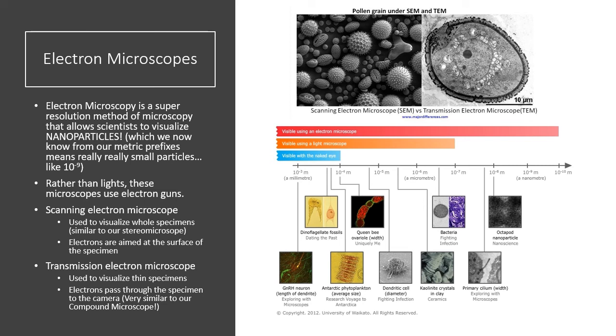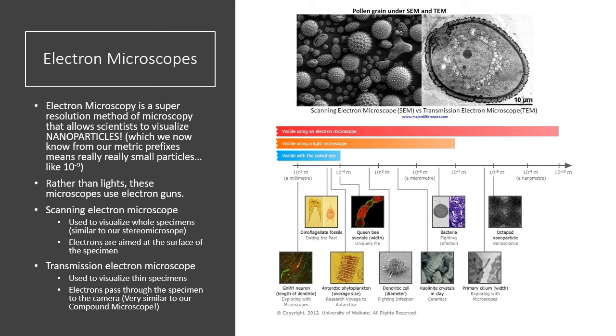And then there's also a transmission electron microscope. This is used to visualize thin specimens, very similar to the way that we use our light compound microscope. The electrons are actually passing through the specimen to the camera. On the right-hand side, we see a pollen grain visualized by a transmission electron microscope. As you see, it's a cross section of this pollen grain. You're not seeing the outside, you're seeing these internal structures. So it has to be very, very thin.